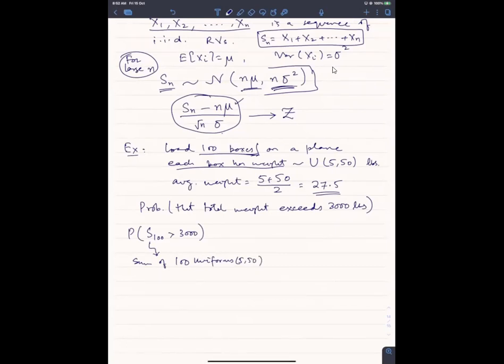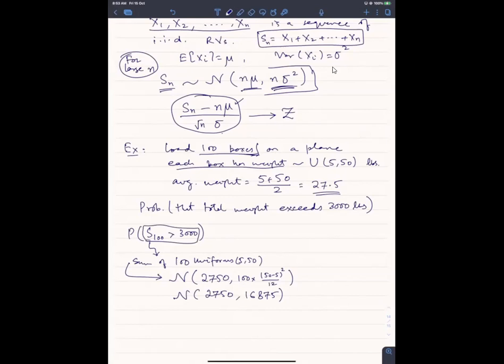Central limit theorem हमें क्या बता रहा है? Central limit theorem हमें बता रहा है कि sum of 100 uniforms, 100 is a large number here, is going to be a normal. ये एक normal होगा जिसका mean क्या होगा? जिसका mean होगा 2750, and the variance would be n times sigma square, which is going to be 100 times sigma square. Sigma कैसे निकालेंगे इसका? (50 minus 5) square divided by 12. And this turns out to be, mean 2750, and this guy is 16875. ये इतनी variance होगी.